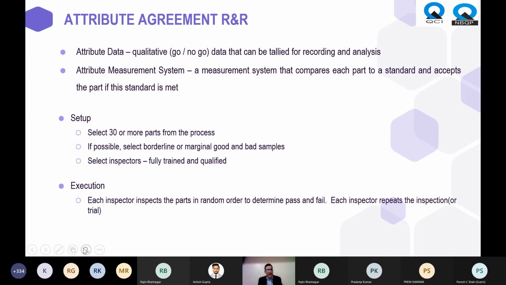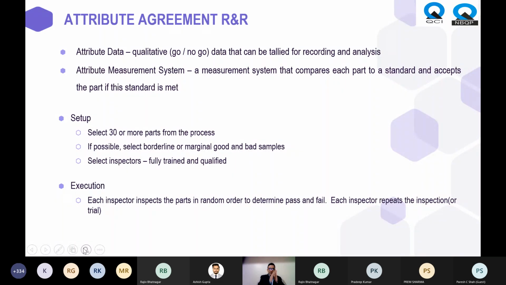So attribute data is qualitative in nature. It's go and not go. If this piece is going, I accept it. If it's not going, I cannot accept it. So that's part of my attribute. So an attribute measurement system is a measurement system that compares each part to a standard and accepts that part if the standard is met. So the same thing which we did in continuous, we have our standard, which we call true value, or we have seen reference value.